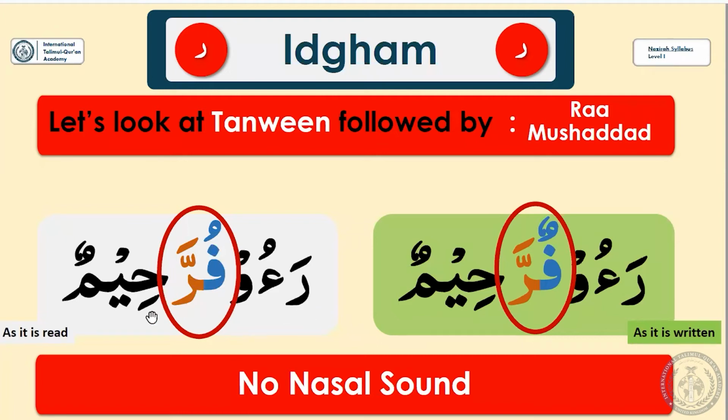Okay, so altogether, because I've changed the tanween to a damma, there is no nasal sound. So I would read this all together as Ra'ufur Rahim. Okay, Ra'ufur Rahim. And in this way, no nasal sound is being created in this idgham, when we apply the rule of idgham.